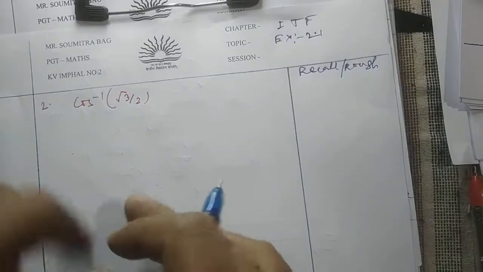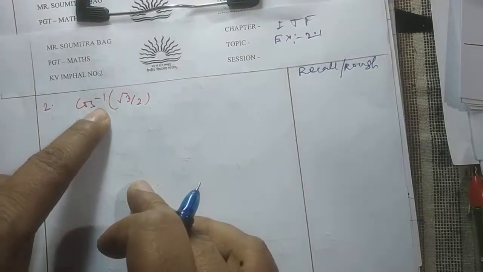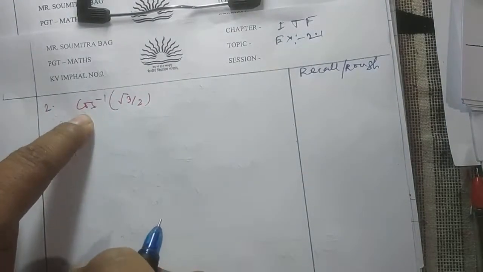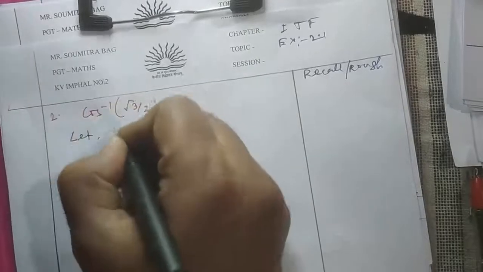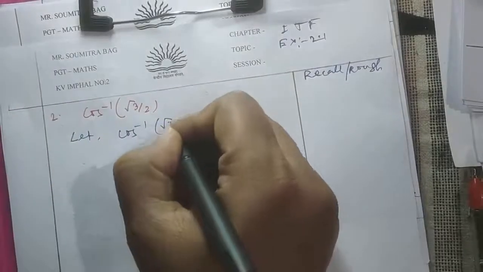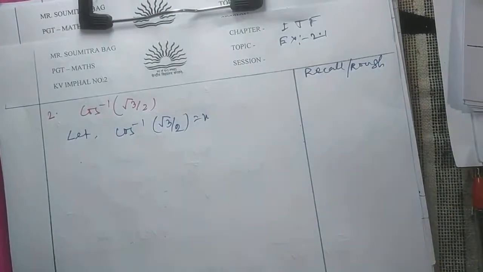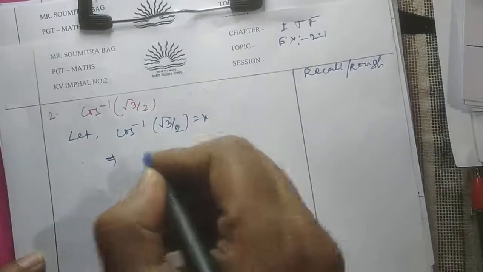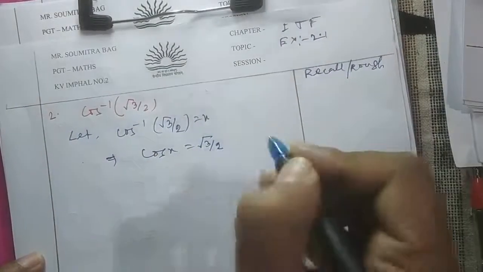Now let us come to question number 2. In a similar manner, here you have to find the PV of the given ITF. That means here we have to find the PV of cos inverse root over 3 by 2. So let us proceed in a similar way like the previous math. Let cos inverse root over 3 by 2 equal to x. Understood? So in a similar manner, we can say cos x will be equal to root over 3 by 2. Correct?